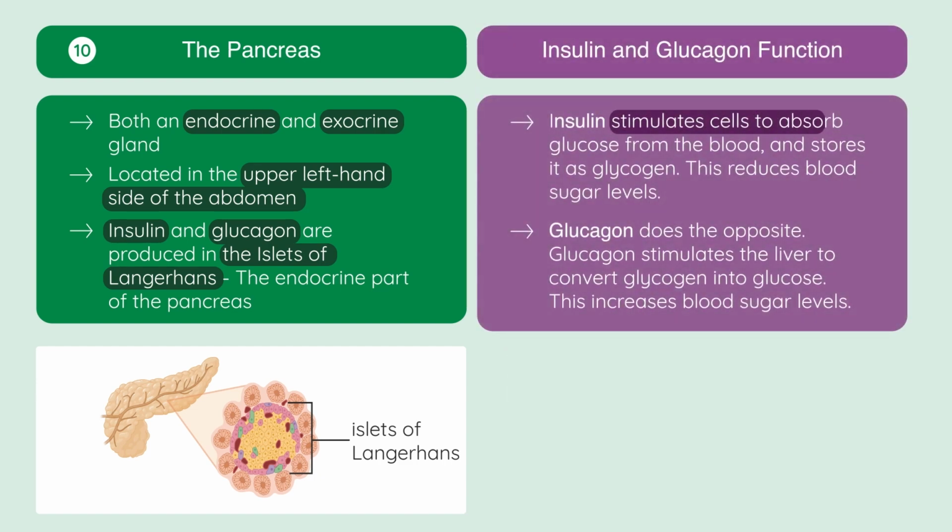Insulin stimulates cells to absorb glucose from the blood and stores it as glycogen. Therefore, it reduces blood sugar levels. Glucagon does the opposite. Glucagon stimulates the liver to convert glycogen into glucose, so it increases blood sugar levels. The rest of the pancreas functions as an exocrine gland and produces enzymes for digestion.